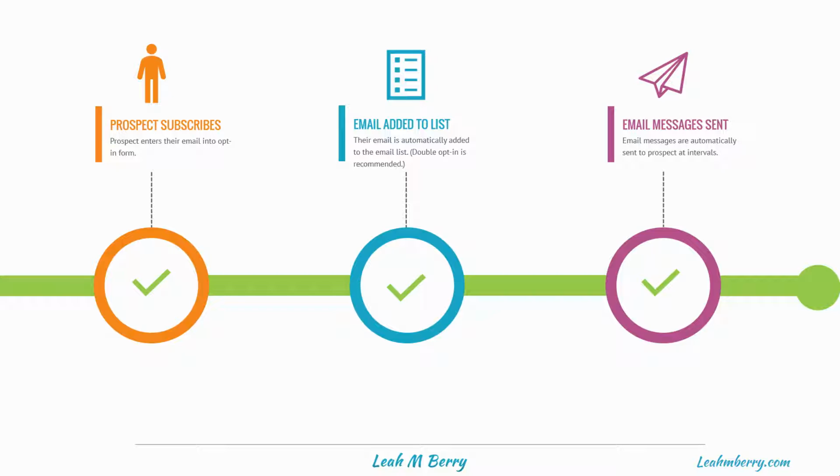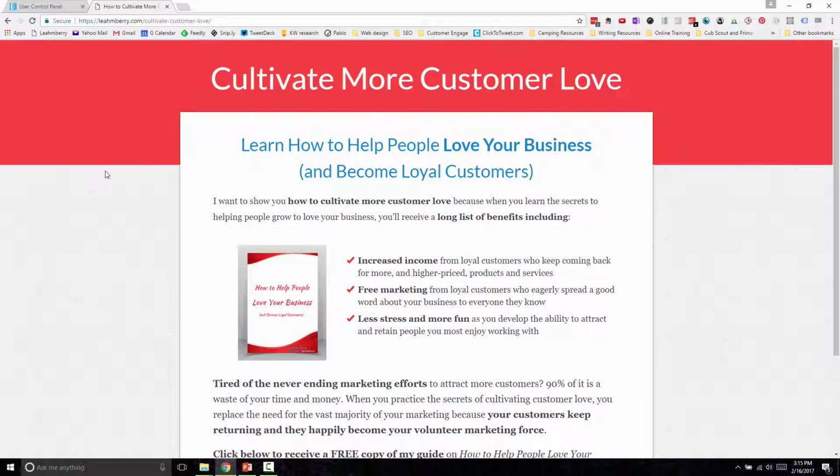Now that you see the big picture view of what is involved in setting up your email automation, let's take a look at what that looks like in real life. So the first thing we want to do is create a lead magnet.